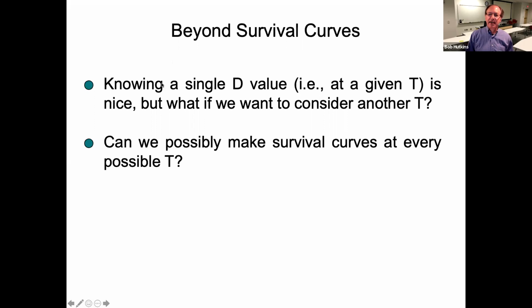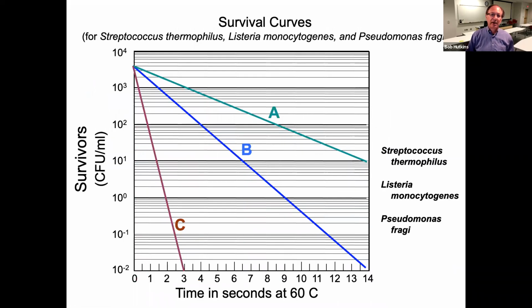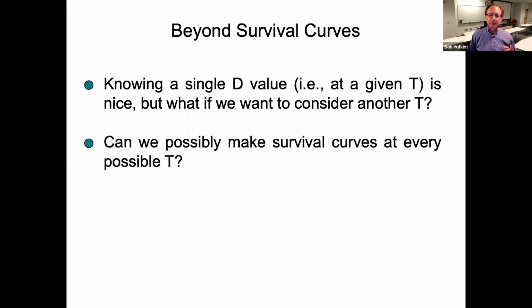Knowing a single D value, i.e., a given D value at a given temperature, is nice, but what if we want to consider another temperature? So let me go all the way back here. So here are these D values at whatever temperature this was, 60 degrees. So for Strep Thermophilus or for Listeria, you can get this one D value. So this is a survival curve at 60 degrees for Listeria under those conditions, but that's only one D value. So the question is, what if I want to know the D, now it's 60, but 64 or 68 or 72? Can we make survival curves at every possible temperature?